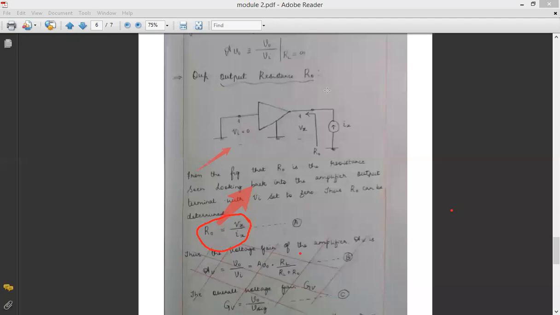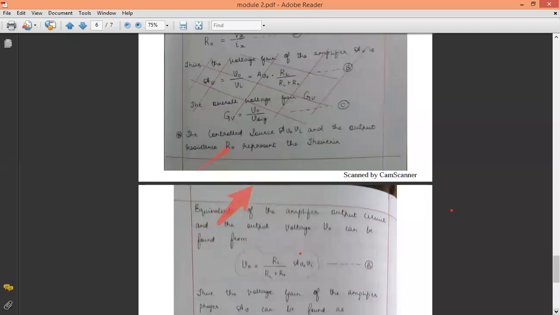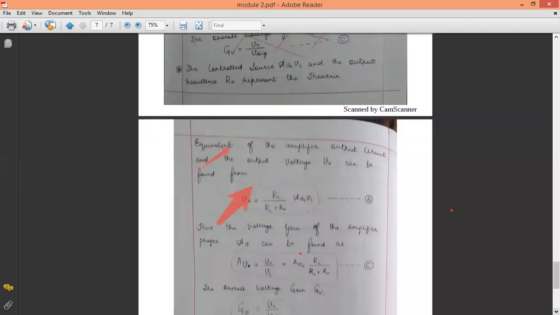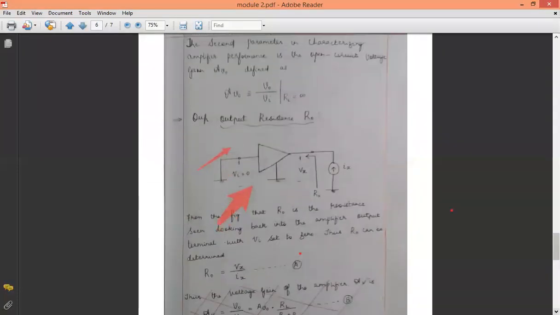Open circuit voltage gain. The third parameter is the output resistance R naught. Output resistance R naught. Okay, so next one, which is the other parameter we have to find? Here we have to find the open circuit voltage gain AV naught.